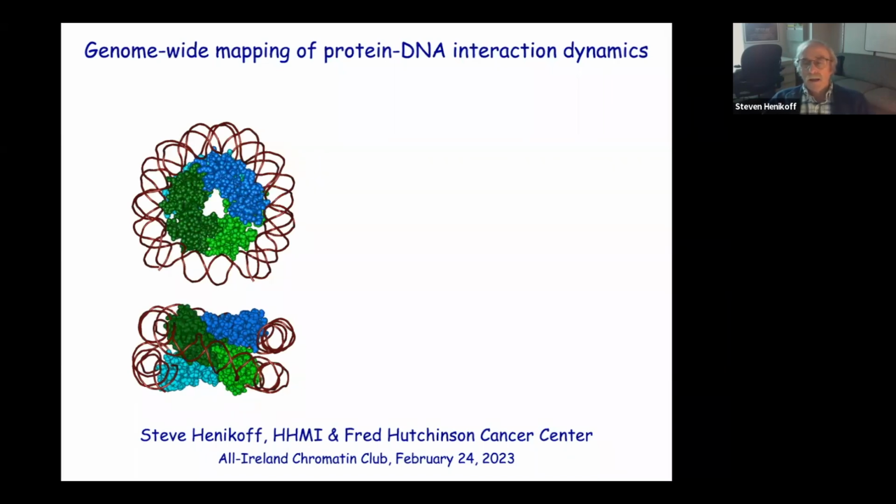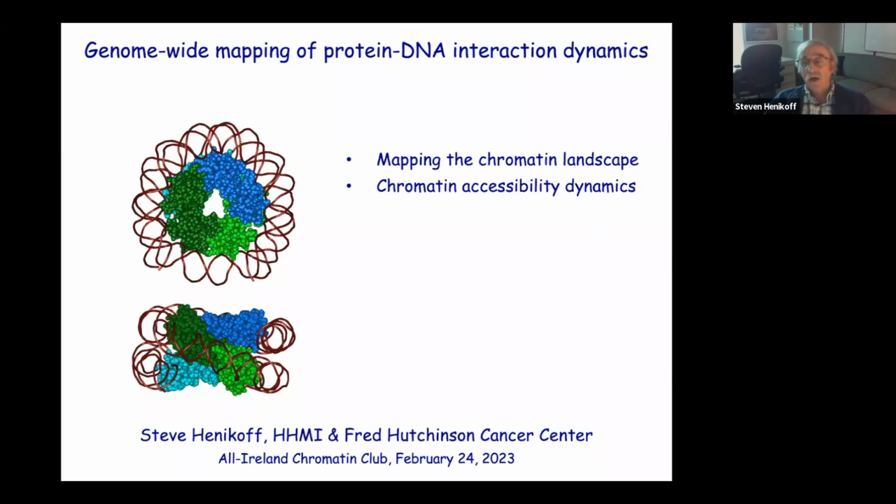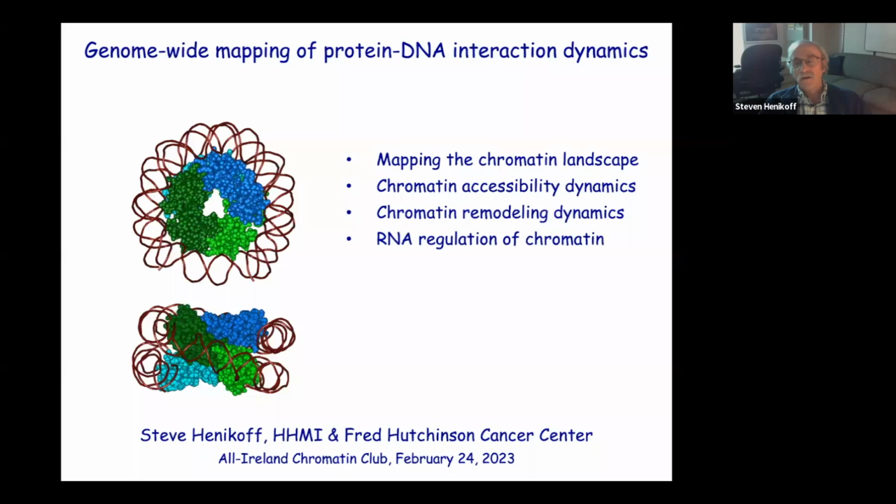But what I'd like to do is start out by telling you about the methods, how they work for mapping the chromatin landscape, and where we are right now in developing these methods. But then turn to some interesting questions in chromatin biology. The first one of which is the dynamics of chromatin accessibility, which you might not have thought was actually dynamic. And then what is driving that, chromatin remodeling dynamics. And then a new direction for us, which is RNA regulation of chromatin. And I think you'll see at the end that actually there's an interesting connection between these three topics.